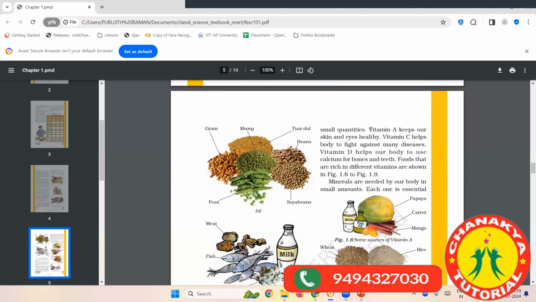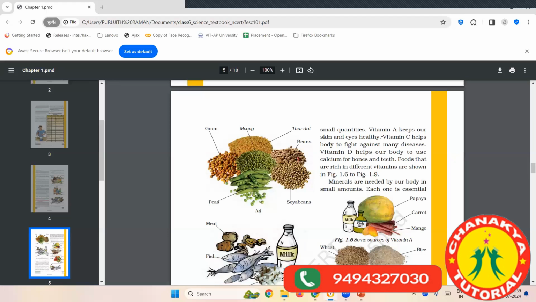So vitamin A, now they are telling about vitamin A. Vitamin A keeps our skin and eyes healthy. So you should take more vitamin A if you have eye problems or skin problems. Vitamin C helps the body to fight against many diseases. Vitamin D helps our body to use calcium for bones and teeth. We all know this, right? These are very basic. Everyone tells you to take vitamin A, vitamin C, vitamin D in a high amount, right? So the vitamins have certain nutrition value, certain advantages, to keep our body in good condition.